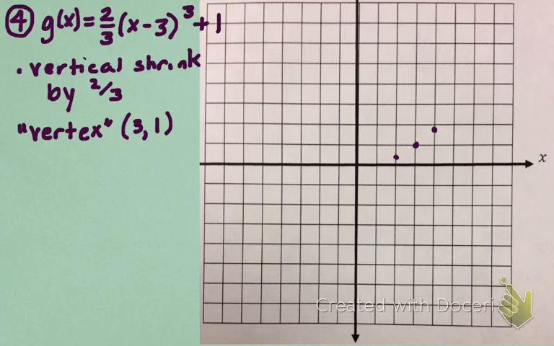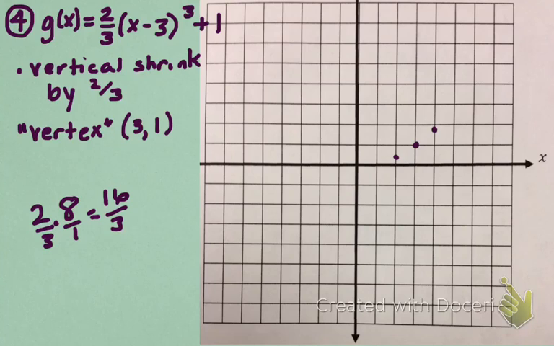And then for the parent graph, we would go to the right 2 and up 8, but we're going to go 2/3 of 8, so you can think of that as a multiplier. So 2 times 8 would be 16/3. And 3 goes into 16 5 and 1/3 times. So we're going to go to the right 2 and up 5 and 1/3.